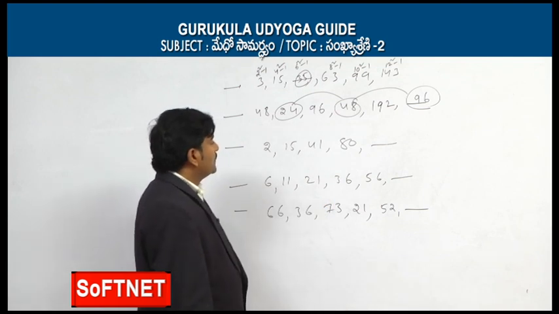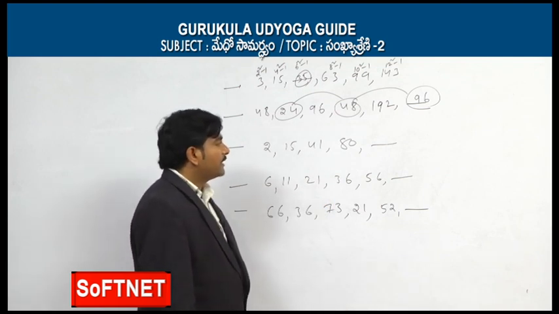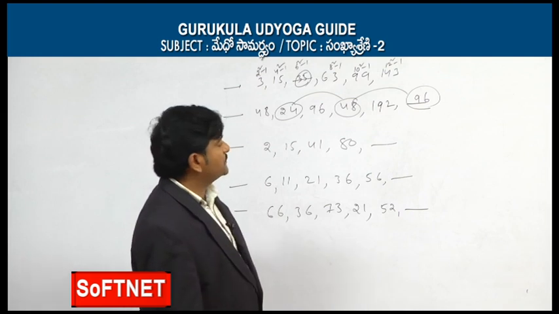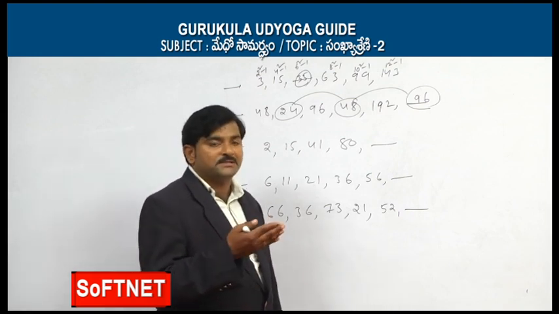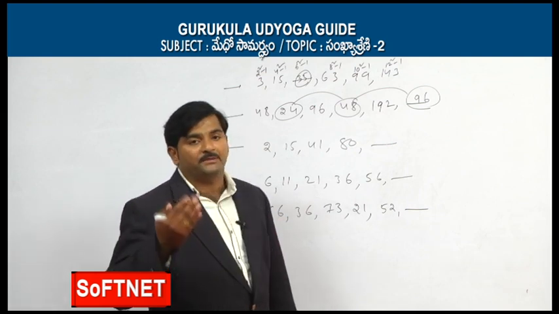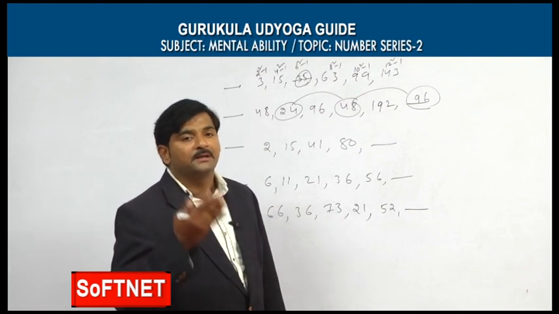So look here, 2, 15, 41, 80, and so on. Here also there is not much difference. What does it mean? It did not increase rapidly. The series is simply increased gradually.